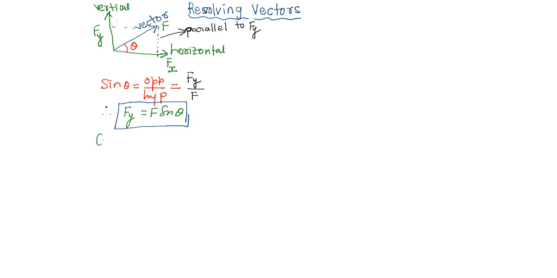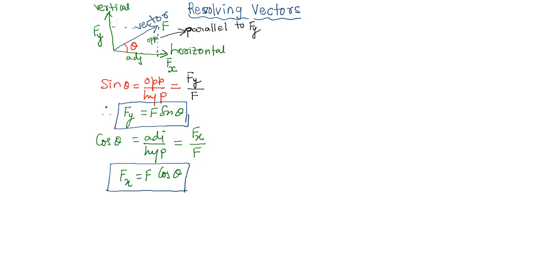I can also write cos theta, which is adjacent by hypotenuse. Adjacent here is this one. This was opposite and this is adjacent. So it is nothing but Fx by F, which means I can write Fx is equal to F cos theta. So I have one which is your vertical component, and one here which is your horizontal component.